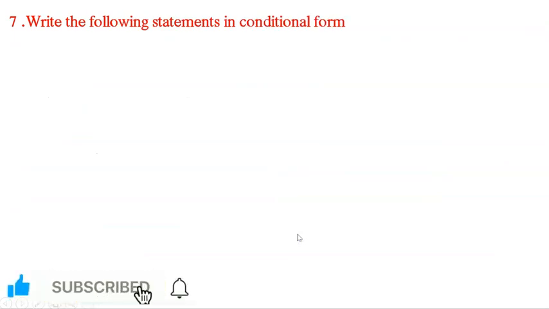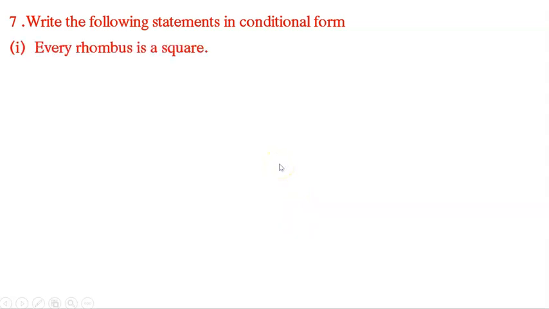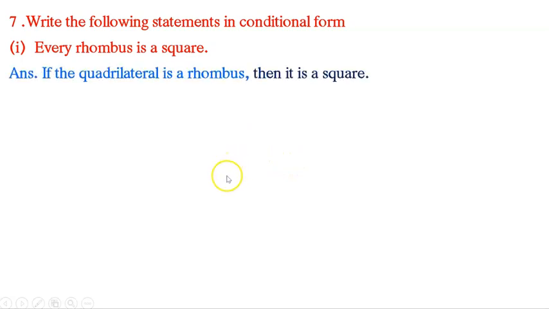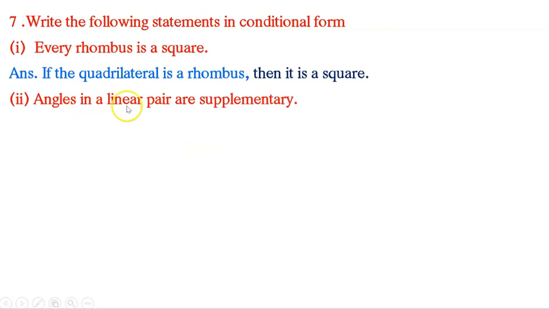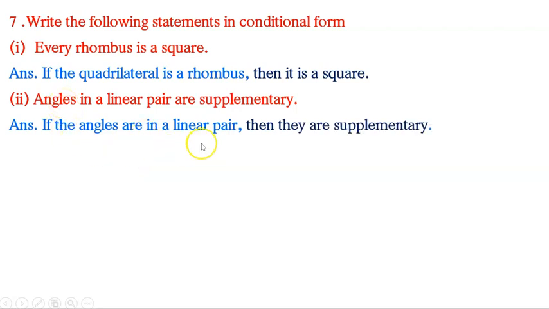Now the next question. Write the following statement in conditional form. Every rhombus is a square. Okay. Now it's a conditional form: if the quadrilateral is a rhombus, then it is a square. Okay. Next, angles in linear pair are supplementary. Again, if the angles are in linear pair, then they are supplementary.